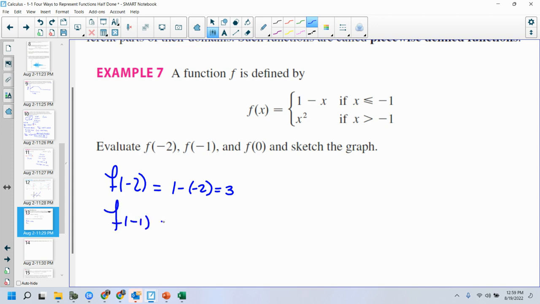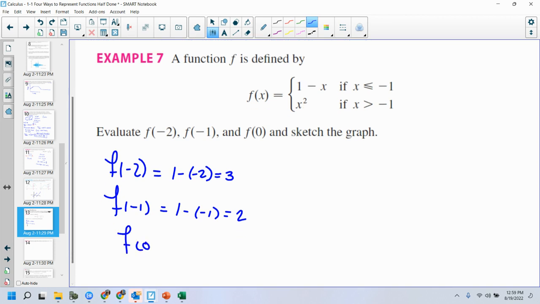1 minus a -2. So 1 minus -2 is obviously 3. And then we find f of -1. Well, because the or equal to is on -1, on the 1 minus x, I want to use the 1 minus x rule for this as well. So 1 minus a -1, 1 plus 1 is 2. And then we take f of 0. Okay, what am I going to use now? Am I going to use the 1 minus x or the x squared? The x squared, because 0 is bigger than negative 1. So we say 0 squared is 0.